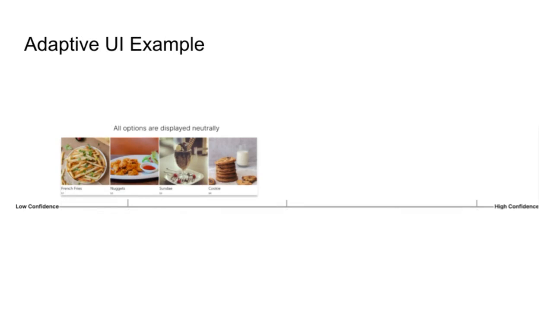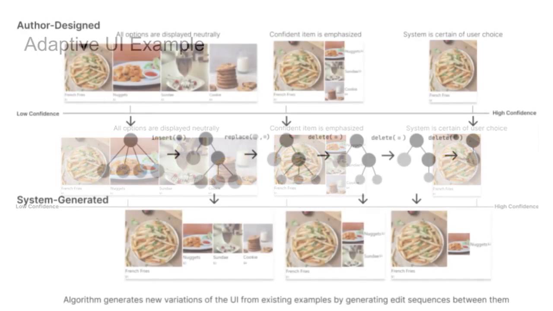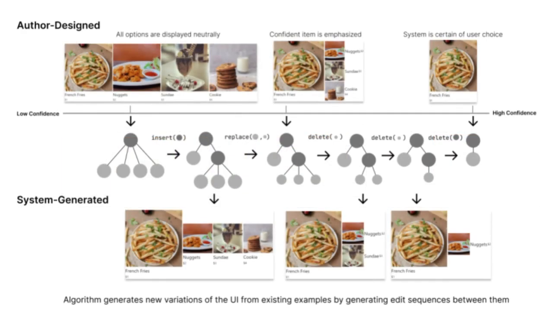that adapts itself based on the output of a recommendation system. When the system is low confidence, all options are displayed neutrally. When a system thinks a user might want something, it can emphasize that item. And finally, if the system is certain, it can remove other options and only display the top choice. Using these manually created keyframes, the system can generate new variations.